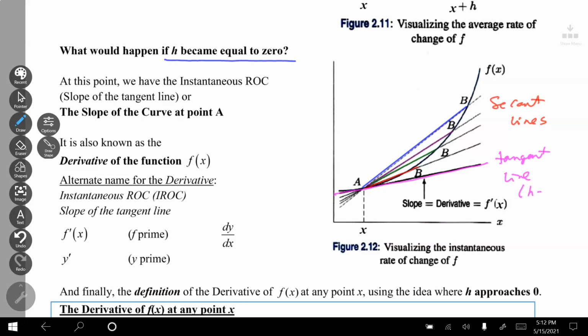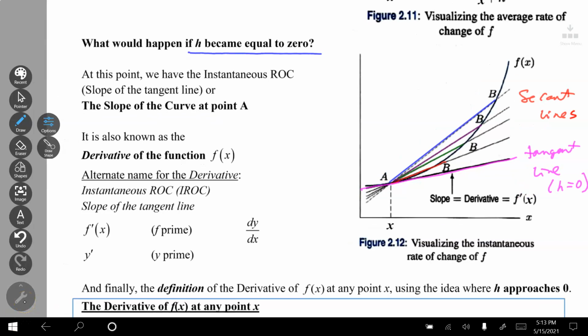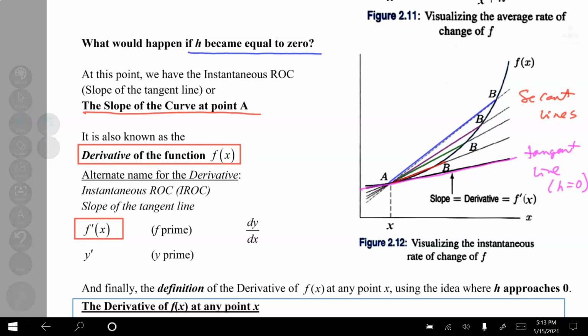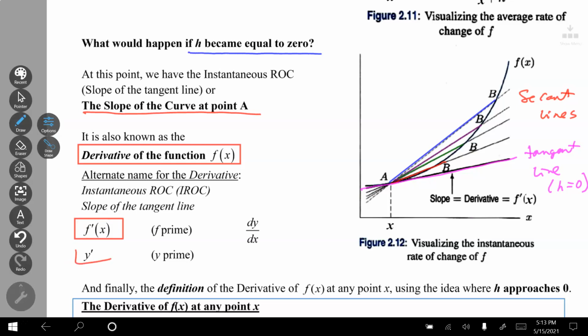because immediately h is equal to 0. And that slope of the tangent line is the slope of the curve at that point A. It's also known as the derivative of this function. This is what we've been working to get to all year. That's find the derivative. Derivative is just a fancy name for a slope, or instantaneous rate of change, or slope of the tangent line, or better yet, we're going to use this notation.